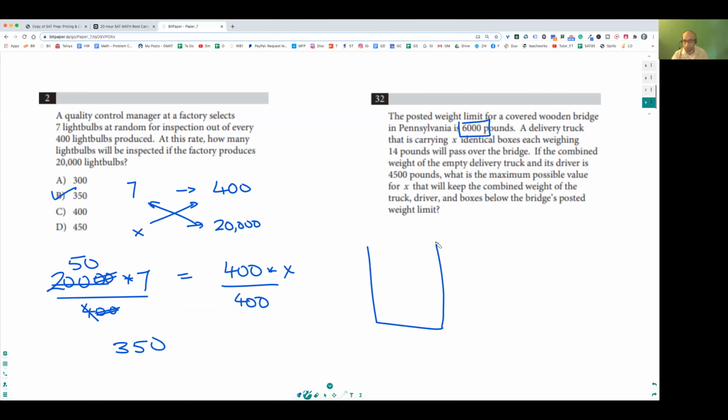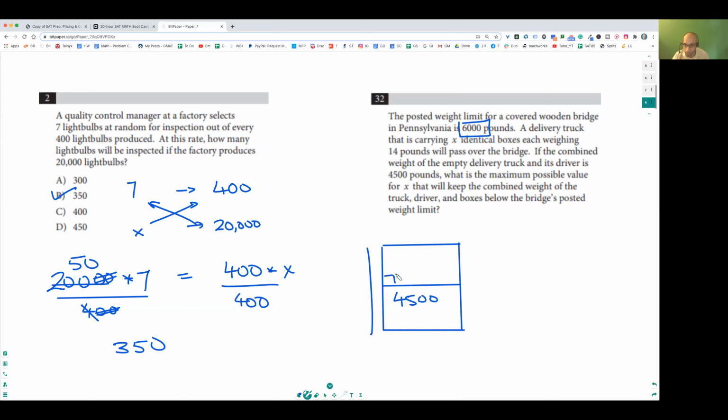Imagine this whole thing, the maximum inside this whole piece here is, I love to draw these buckets, 6,000. Out of the 6,000, this piece is 4,500, and this whole thing is 6,000, so this piece has to be 1,500. This area is the 1,500 pounds remaining, and it is filled with identical 14-pound boxes.